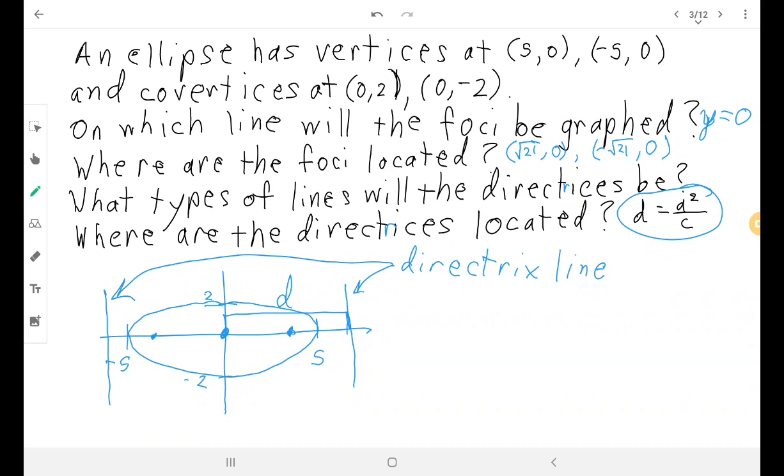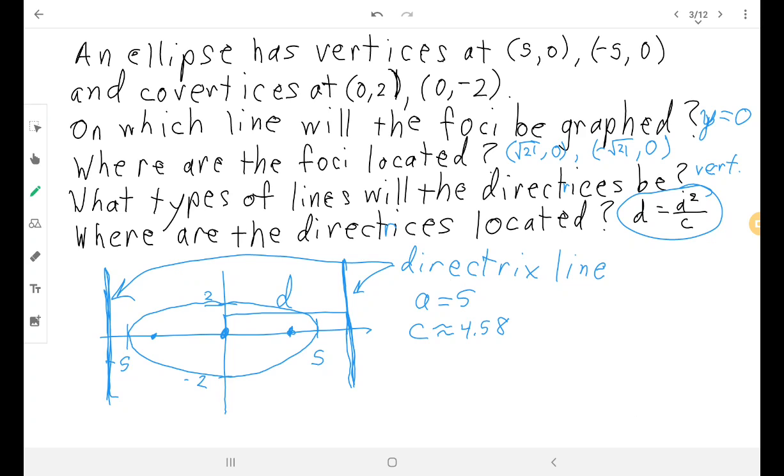So we actually have all that information, right? We know that a equals 5. We know that c is approximately 4.58. What type of lines will these be? Well, in this case, they're vertical lines. So that helps us. So squeeze that in here. They are vertical lines. And where are they located? Well, they're located a distance d from the center.